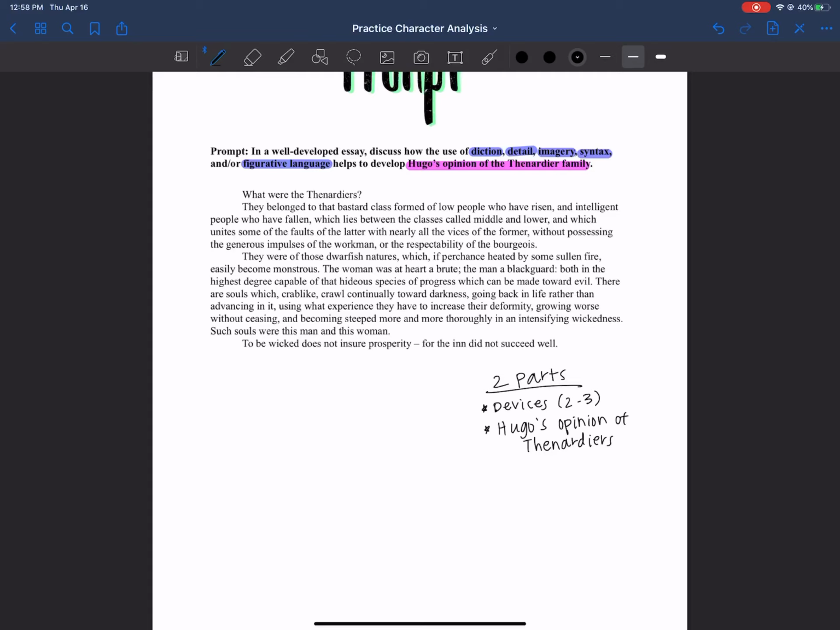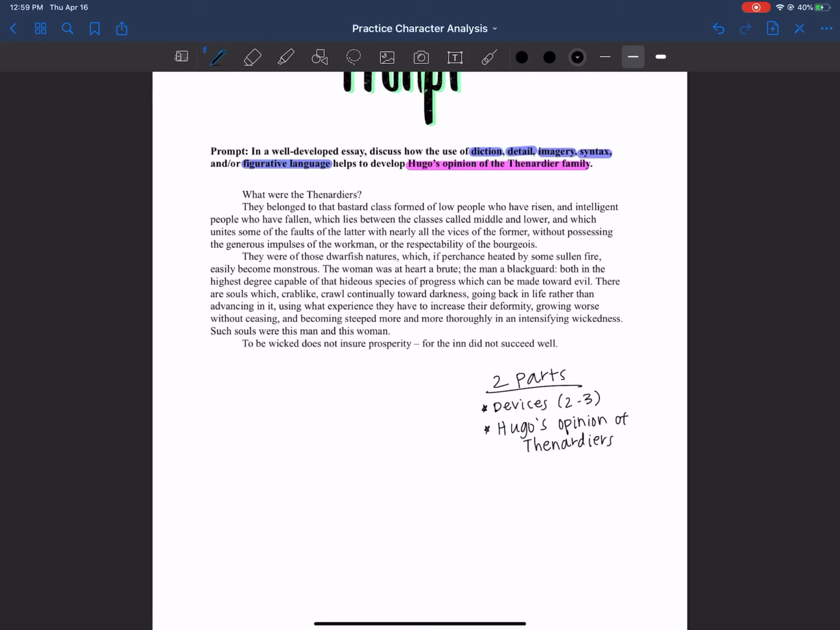There are souls which crab-like crawl continually toward darkness, going back in life rather than advancing in it, using what experience they have to increase their deformity, growing worse without ceasing, and becoming steeped more and more thoroughly in an intensifying wickedness. Such souls were this man and this woman. To be wicked does not ensure prosperity, for the end did not succeed well.